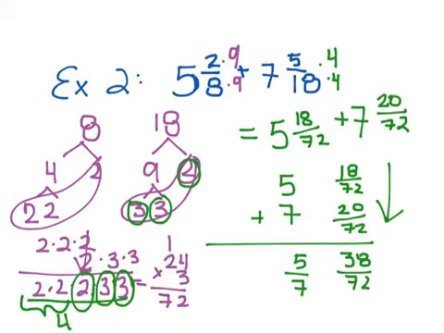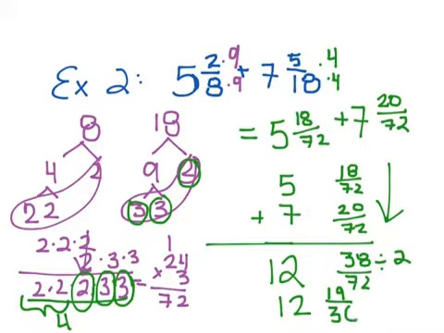Now remember, I would try to see if I can simplify this. So both of these numbers are divisible by 2. Sorry, hang on. I should have added 5 and 7, not 5 sevenths. So 5 and 7 gives me 12. So there we go, I have 12, and then 38 and 72 are both divisible by 2. And so this would be 12 and 19/36. And that I know for sure is not divisible by anything else.